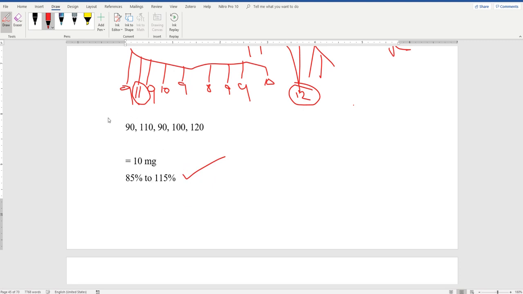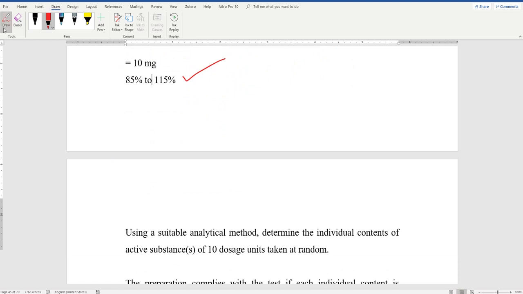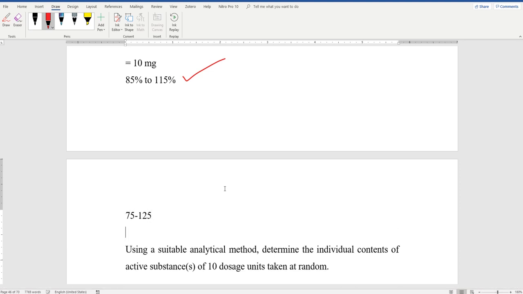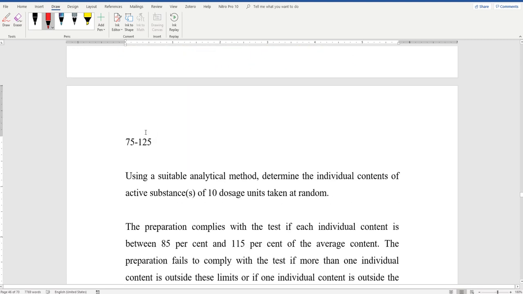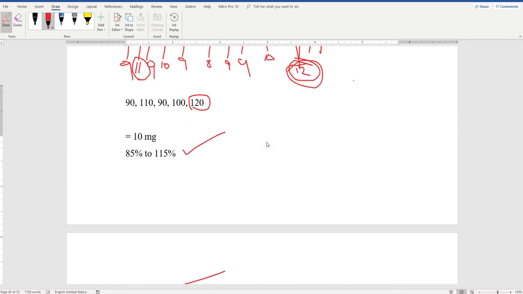Okay. If all are in this range except one, which is this one, it's 120%. Check if it is in the second range that we talked about. What is the second range? It's 75 to 125. Okay, check this one. Is it in the second range? Yes, it is. Done. The tablets will pass the test. Okay? Did you get it?